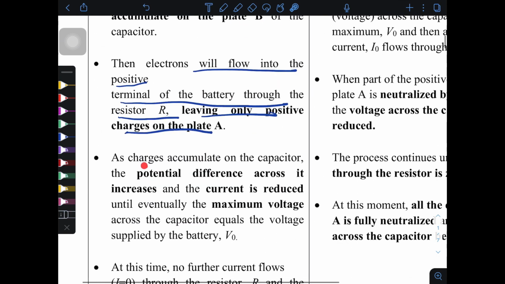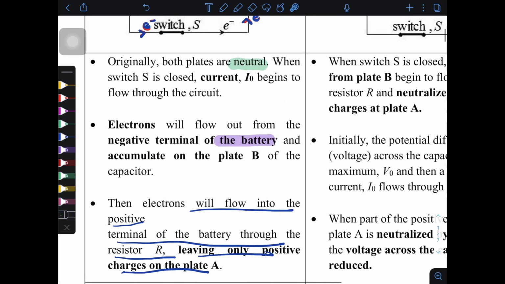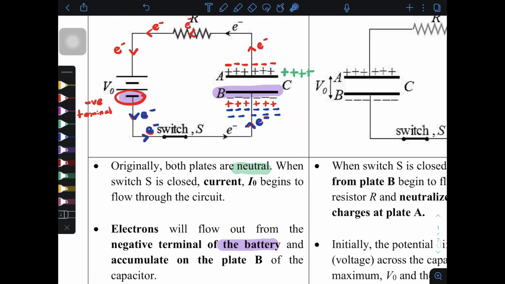Alright. Okay, as charge accumulates on the capacitor, the potential difference across it increases and the current is reduced until eventually the maximum voltage across the capacitor equals the voltage supplied by the battery. Okay, so dekat sini dah jadi terlalu negatif. Plate B ni dah jadi negatif, plate A ini dah jadi positif. Kenapa? Sebab elektron ni dah keluar. So bila ini dah jadi terlalu positif dan ini dah terjadi terlalu negatif, so dia akan ada potential difference. So dia akan ada delta V.